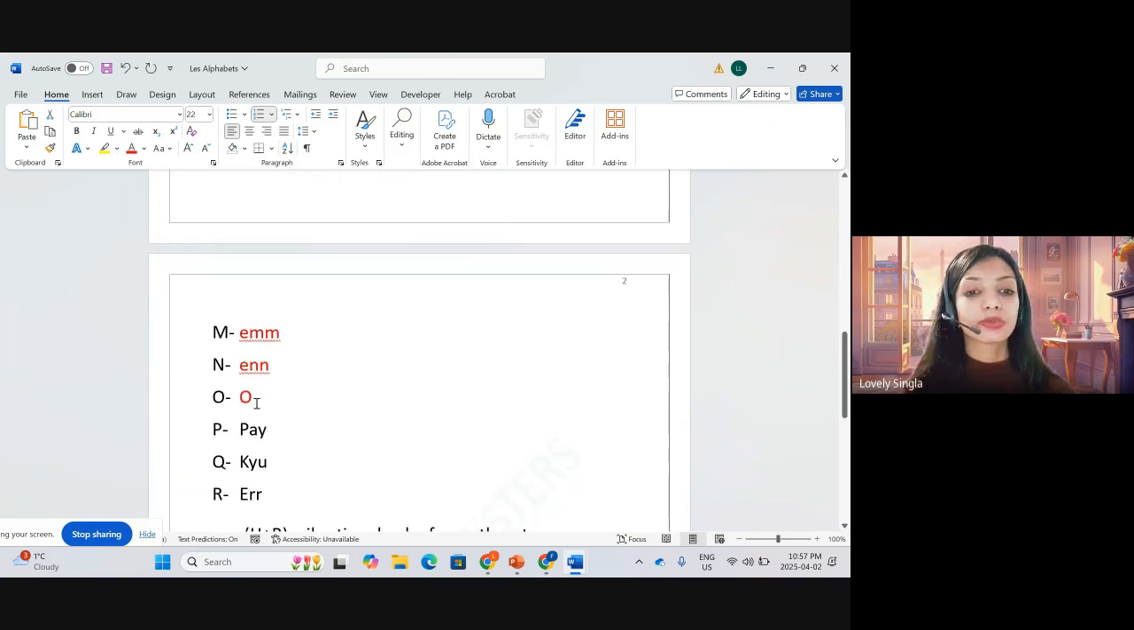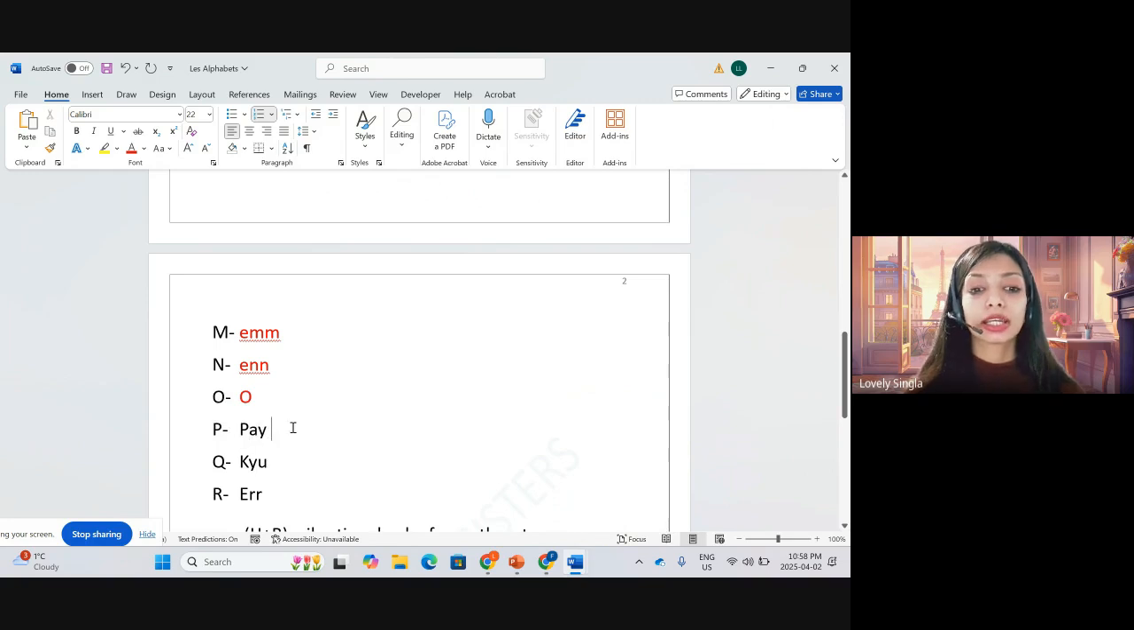Similarly is the case with M and N. When you pronounce these alphabets, they are pronounced similar to that of English, but with a bit of stress and pressure on them. So M is going to be M. N will be N. Then O is O. You extend the sound at the end. O, right? And then we have P, which is pay.